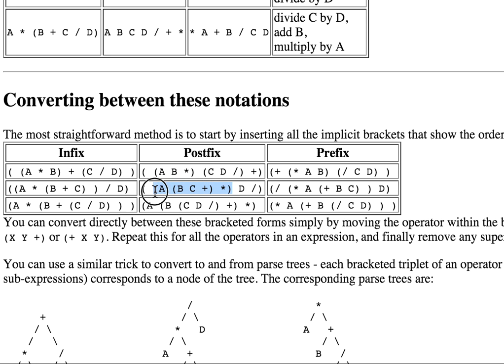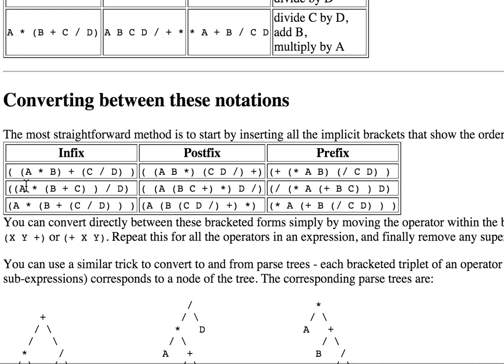Now this highlighted part is an operand. Operand divided by d. So this operand is here, and then the second operand d, and this operator goes at the end. Division goes at the end. This is how you do that.